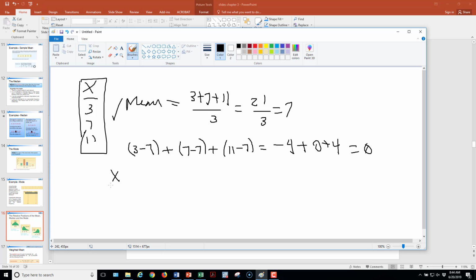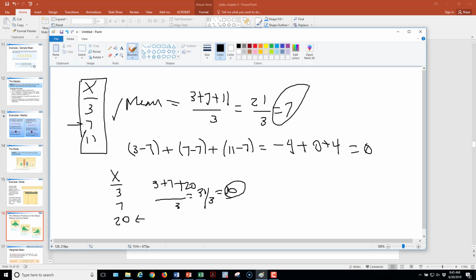And in our little example here, we can see that if we have, for example, 3, 7, and 20 instead of 3, 7, and 11, the mean is going to be 3 plus 7 plus 20 divided by 3. That gives you 30 divided by 3, and that is 10. Notice that the average will be higher this time, and the average was 7 before. Now it is 10, influenced by this large number. But if you look at the median, the value in the middle still is the same, still 7.